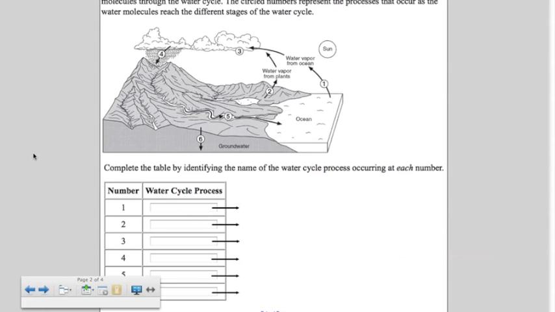The diagram below shows a model of the water cycle. The arrows show the movement of water molecules through the water cycle. The circled numbers represent the processes that occur as the water molecules reach the different stages of the water cycle.